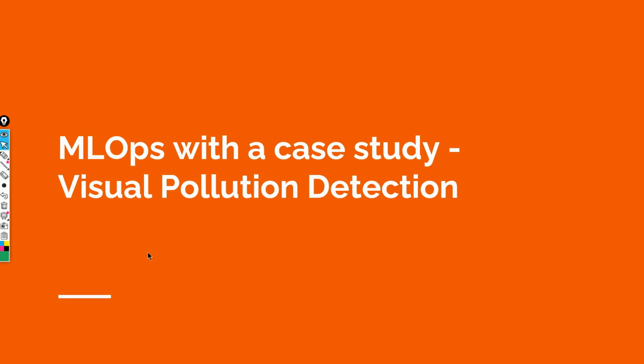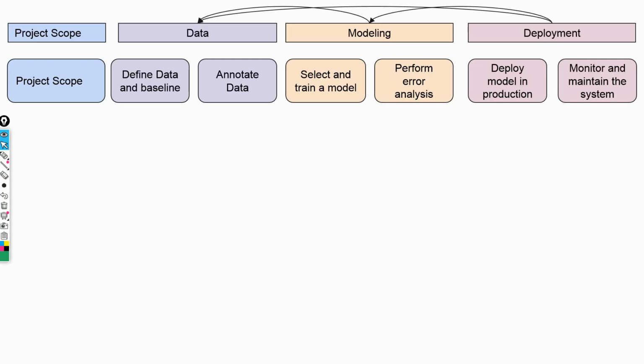Hello everyone. Let's look at a case study on MLOps for visual pollution detection. Visual pollution detection is basically when you detect pollution in a street, for example, garbage or broken signals. You have looked at this template in the last video. If you haven't, please click below.